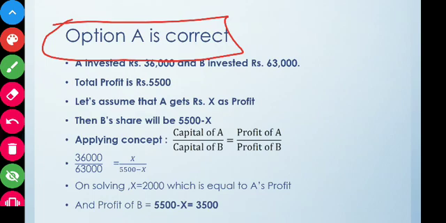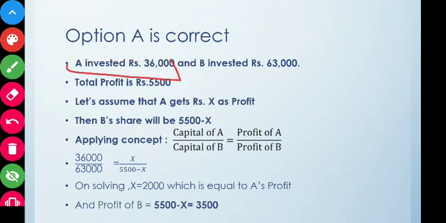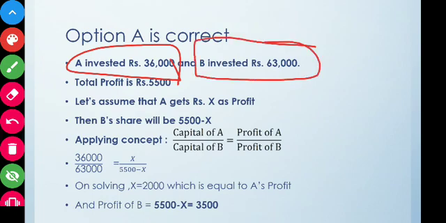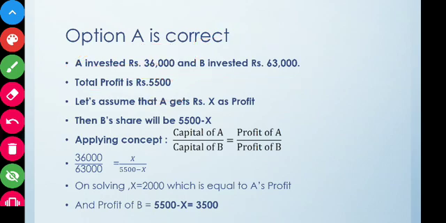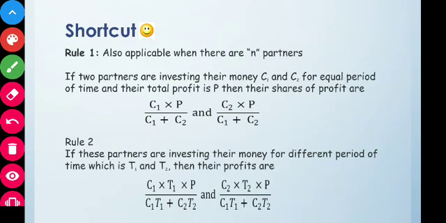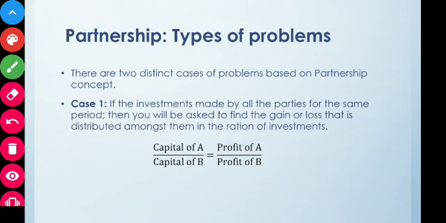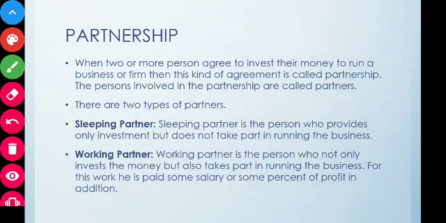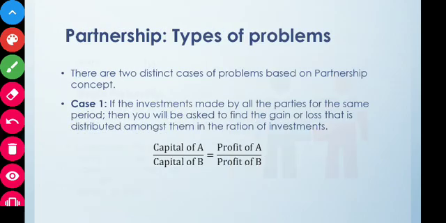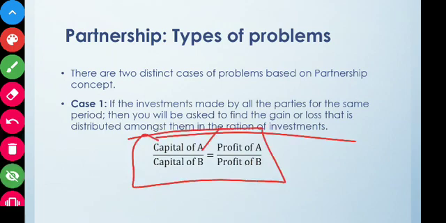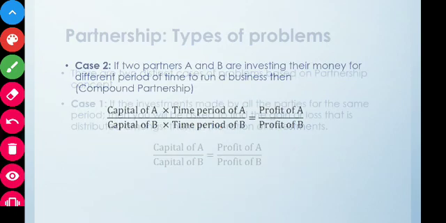Then only we will learn the concept. Here A has invested rupees 36,000 and B has invested rupees 63,000. Total profit is also given. Now let us assume that A gets rupees X as profit. Then what will be the share of B? It will be 5,500 minus X. Now applying the concept, let's go to the previous slide. What does it say? The ratio of the investment is equal to the ratio of profit. This formula: investment of A by investment of B is equal to profit of A by profit of B. Now let's come to our question.